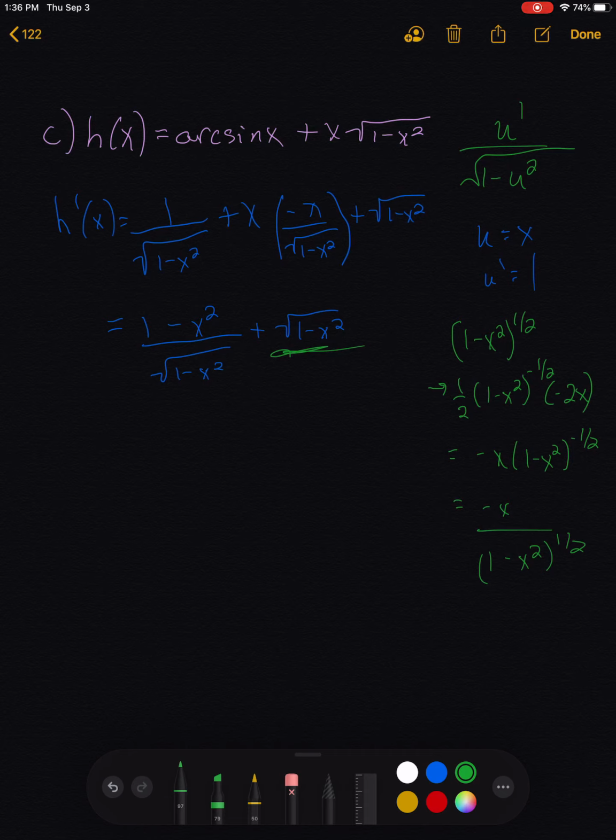Or if we keep in mind that that numerator of the first term is equivalent to square root 1 minus x squared squared, right? We can take the square root and then square that numerator. We then see that that would cancel the denominator and leave us with square root 1 minus x squared. So I've got square root 1 minus x squared plus square root 1 minus x squared, and that would be 2 times the square root of 1 minus x squared. And there's our simplified derivative for that one.